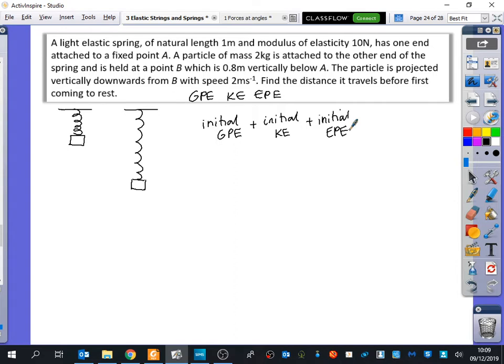So what's it going to get converted into? Final EPE, sorry. Yeah, because it's still going to have stretch in the spring, so it's going to have final EPE. And a little bit of GPE, well, unless we put our zero line there. Obviously, we're going to put our zero line there, so it's only going to get converted into elastic energy, because it's stationary at the end. So what's the zero line? Where we're considering the zero line.